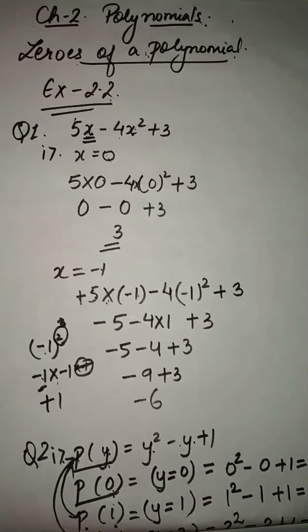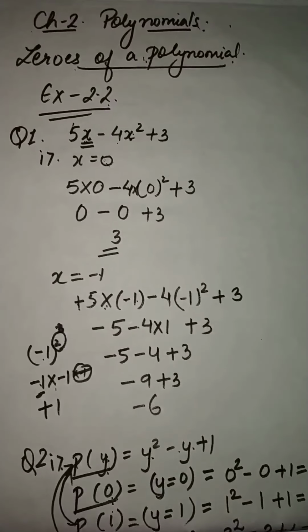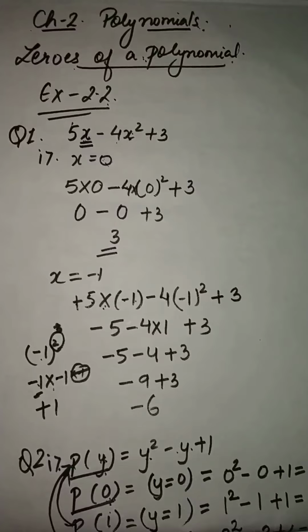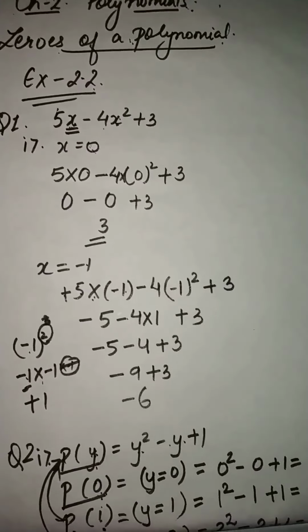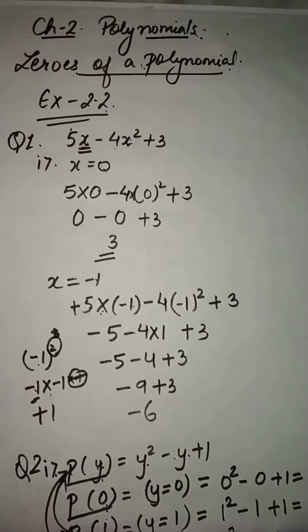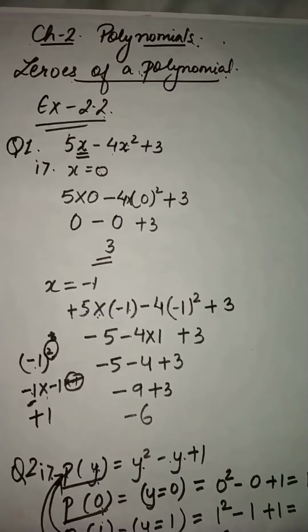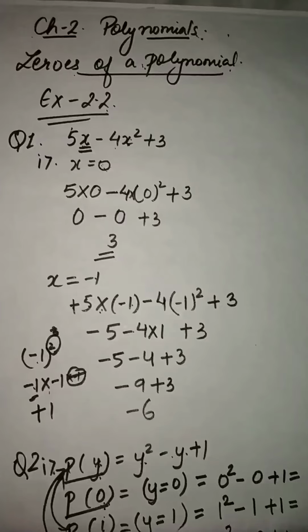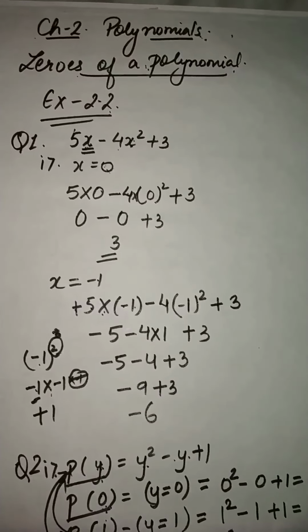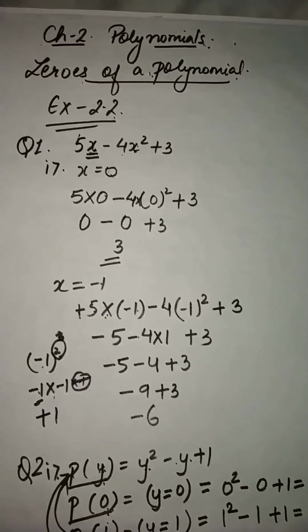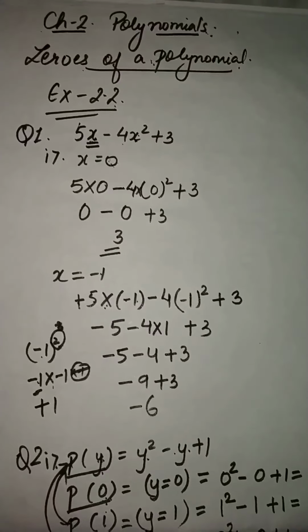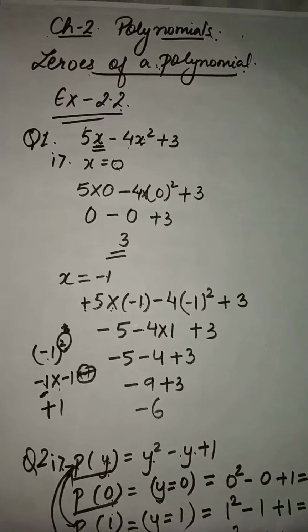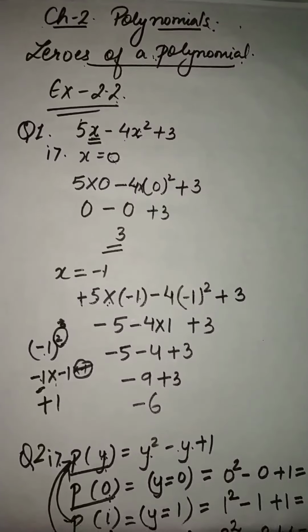Number 2, that is zeros of a polynomial. In this chapter we have learnt the introduction of polynomials, that is about the coefficients, terms and variables, and the division of polynomials on the basis of degree and terms also. Now let's come to the next topic, that is zeros of a polynomial. Let's learn this topic with the exercise directly.